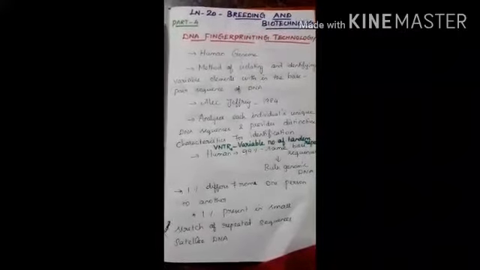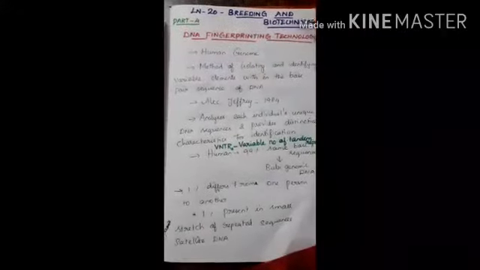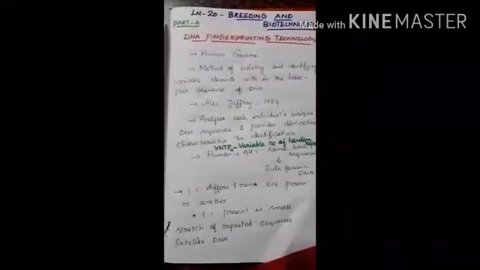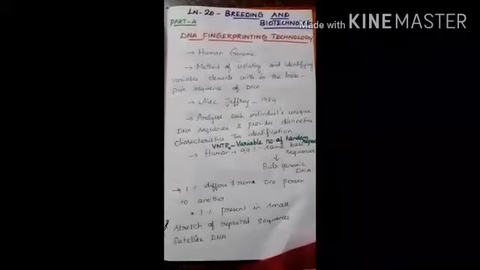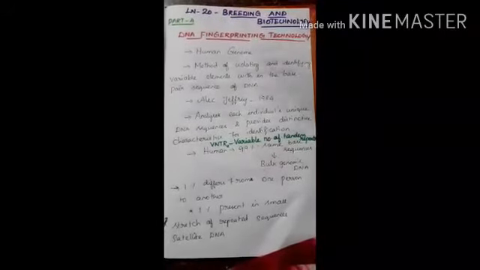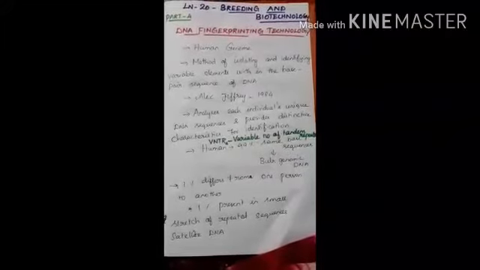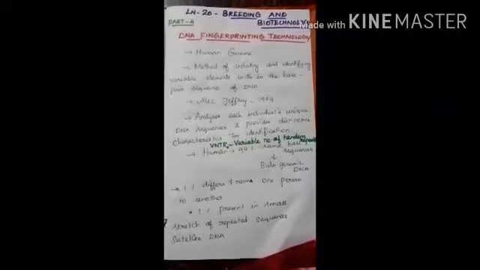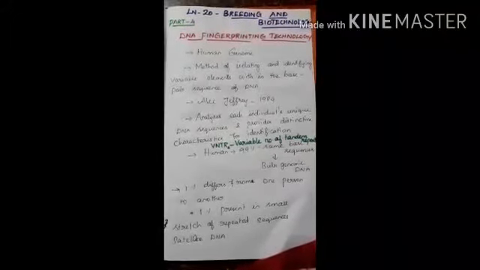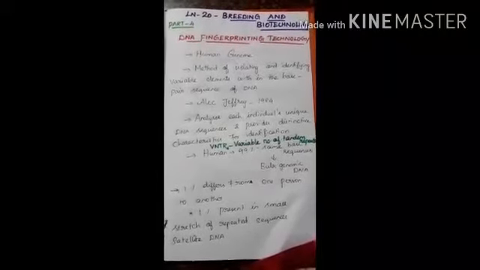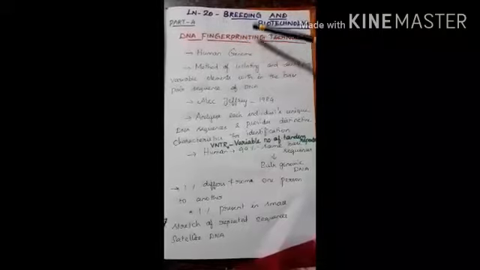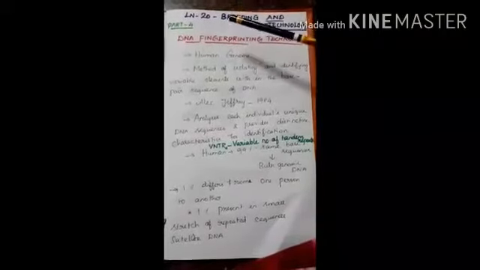So already we know in our human genome 3 billion base pairs are present. Each person's DNA sequence is unique due to small differences in the base pairs. If we want to compare those differences between two individuals, we have to use DNA fingerprinting technology.